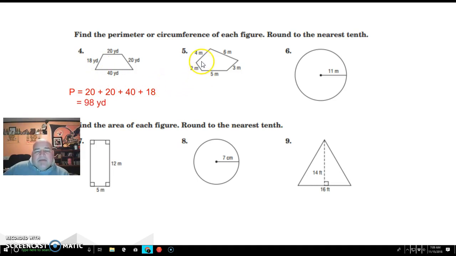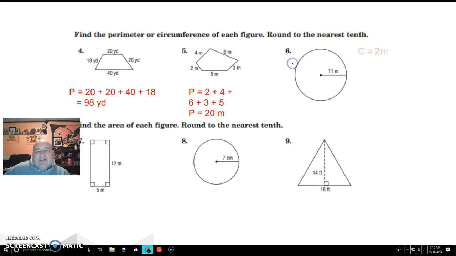In number 5, it's a pentagon, so we have to add together all 5 sides. 2 plus 4 plus 6 plus 3 plus 5. Notice I tend to go around in consecutive order. And it would be 20 meters. Perimeter is a linear unit, so therefore we always just keep the unit as it is.